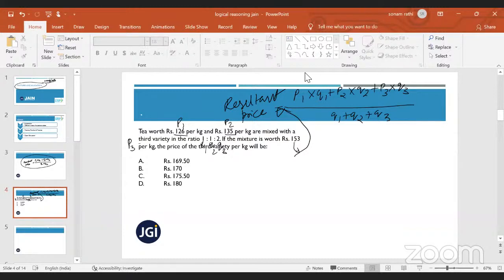What will be the answer? Please tell me the answer. Solve it. What will be the price? The answer will be option C, right? Option C is the correct answer.